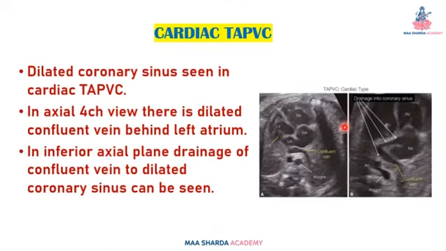In cardiac TAPVC, a dilated coronary sinus is seen. In the axial four-chamber view, there is a dilated confluent vein behind the left atrium. In the inferior axial plane, there is drainage of the confluent vein to the dilated coronary venous sinus.